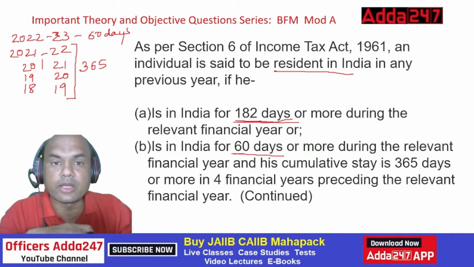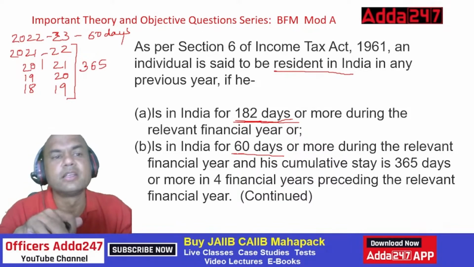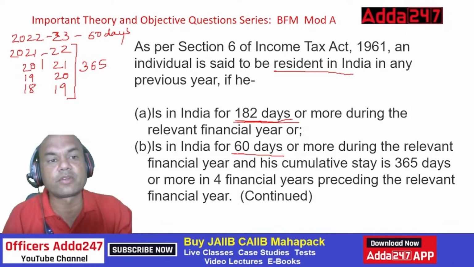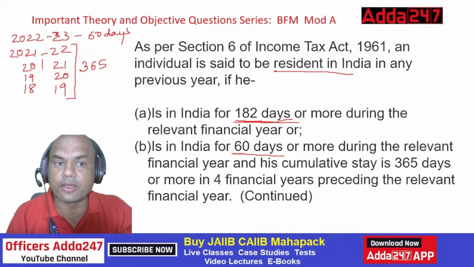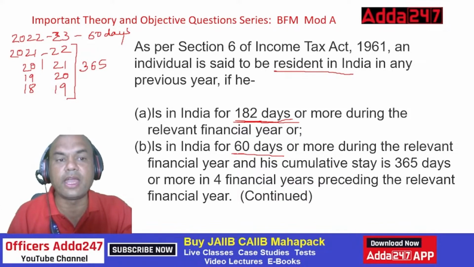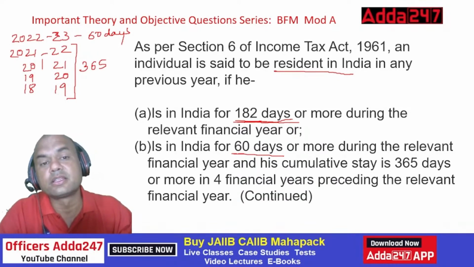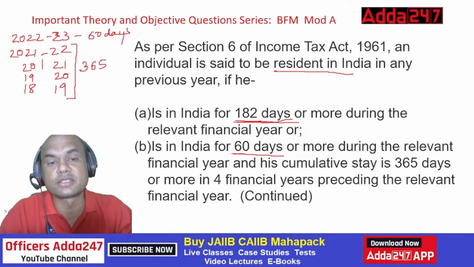One is 182 days in the previous year. It's that simple. Suppose I want to check if anybody is a resident for 2022-23. The first criterion is this person should be in India for 182 days in total. Now if this person is not there in India for 182 days, then what will I do? I'll check the second criterion, whether that person is in India for 60 days in the last year, in this 2022-23, and for the remaining 4 years, earlier 4 years, whether that person has stayed for 365 days or not. So this is the important definition of resident.